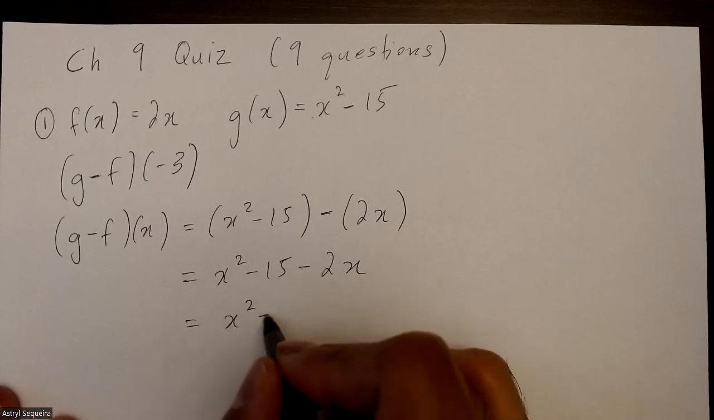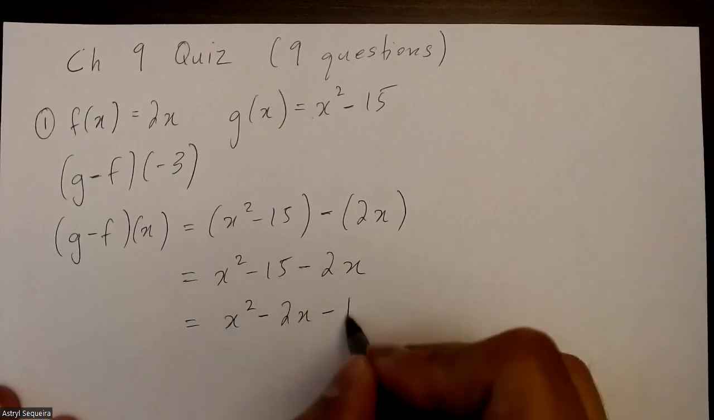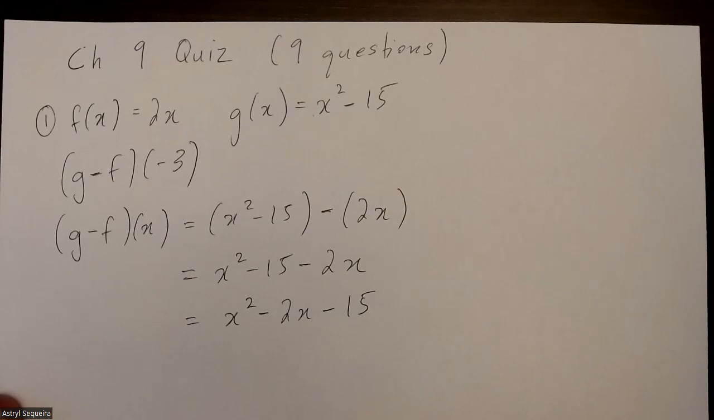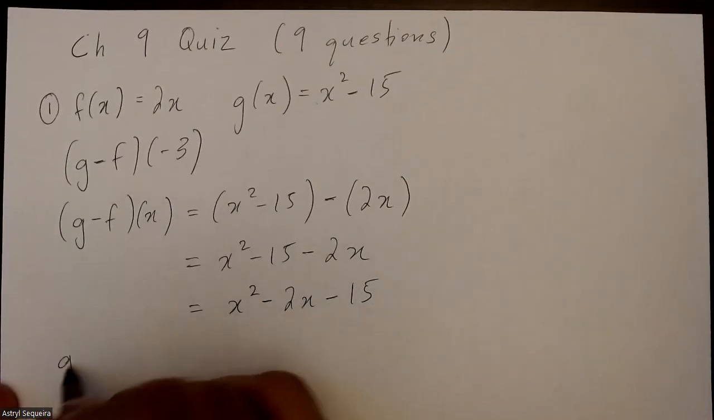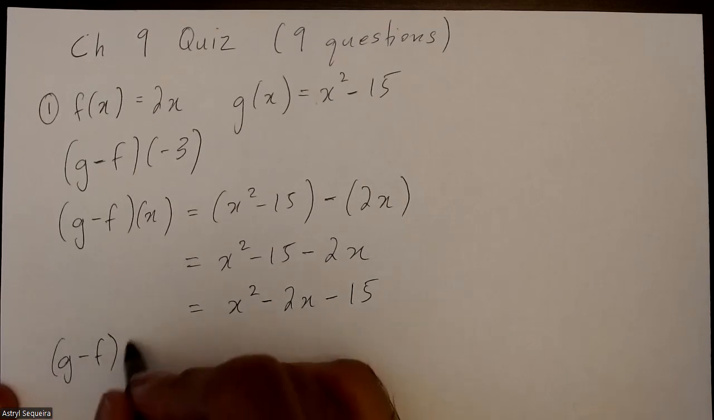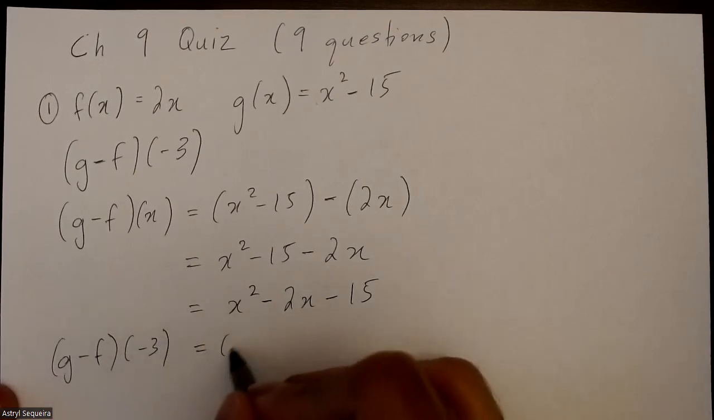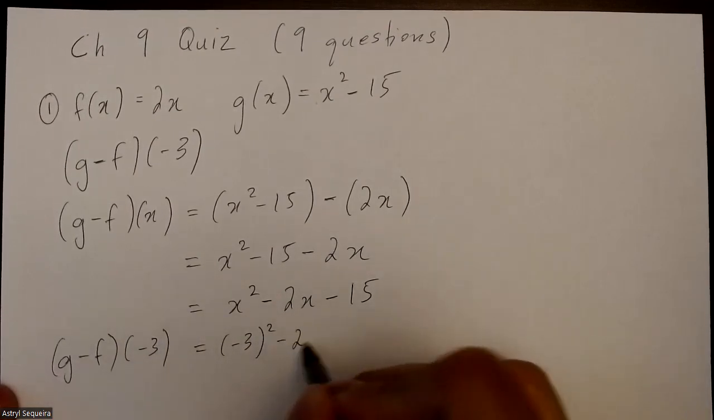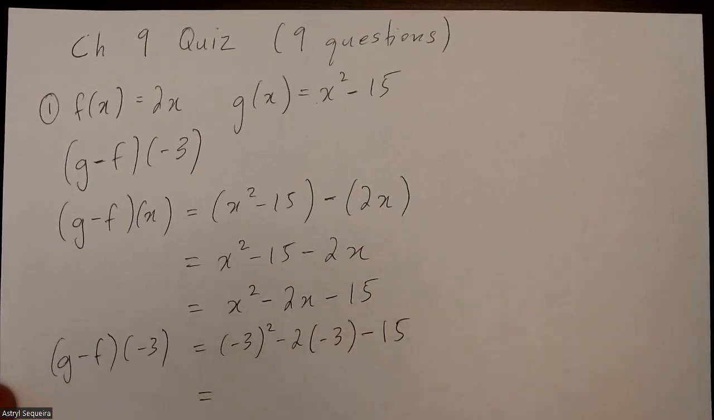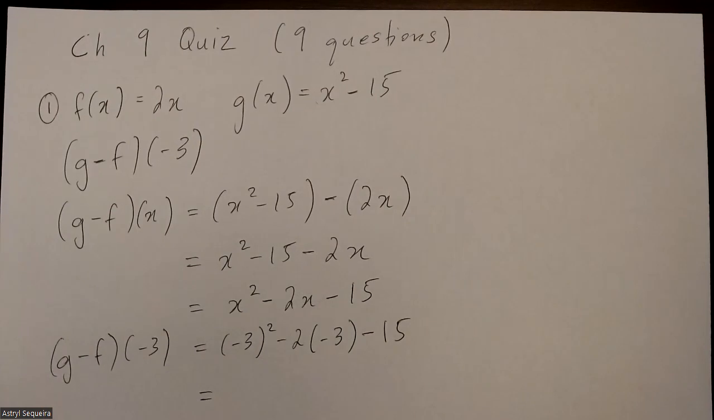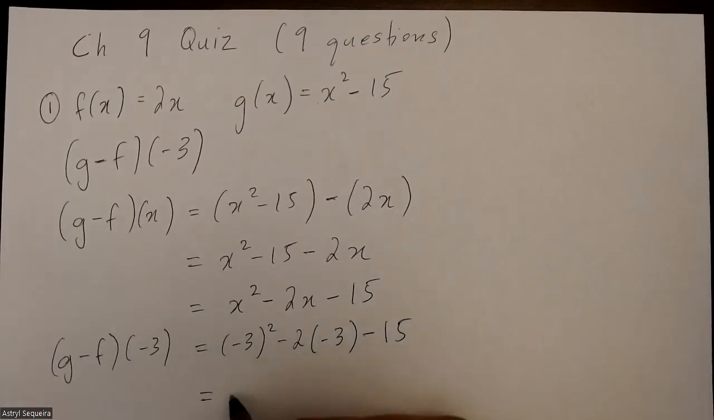You can write this in order if you want, x squared minus 2x minus 15, although there's no difference in this question. And then we're just subbing in negative 3 for x. So (g minus f) of negative 3 is just negative 3 squared minus 2 times negative 3 minus 15. And I'll put this in my calculator and just get 0.